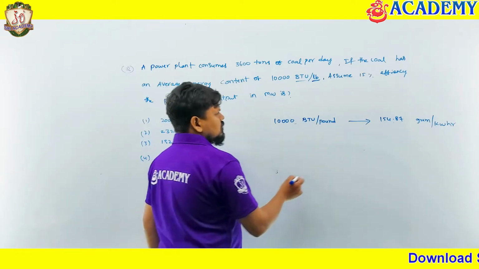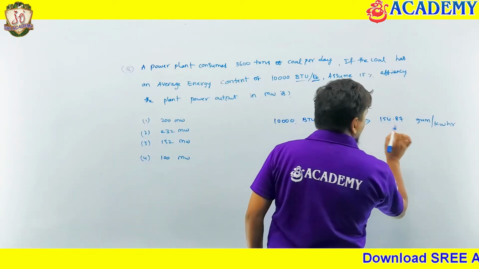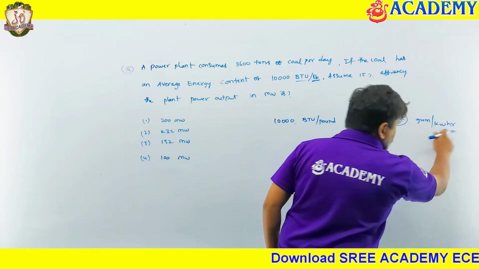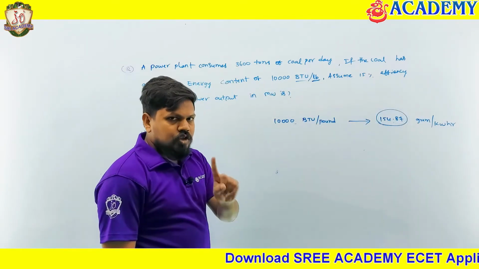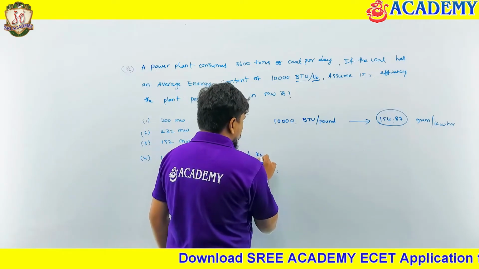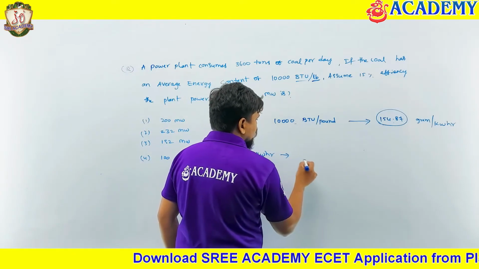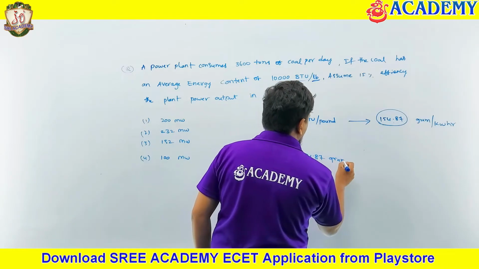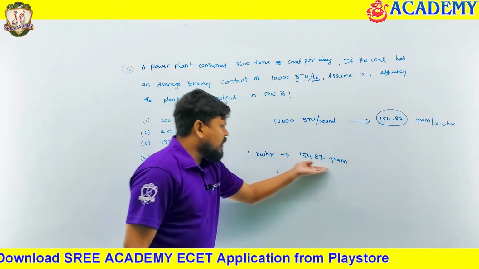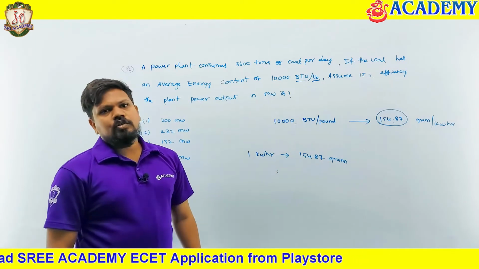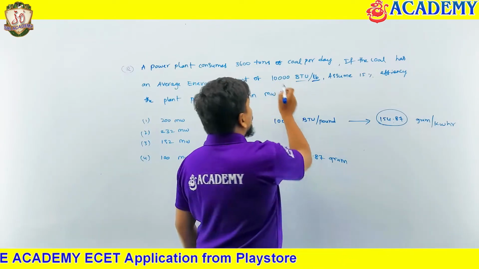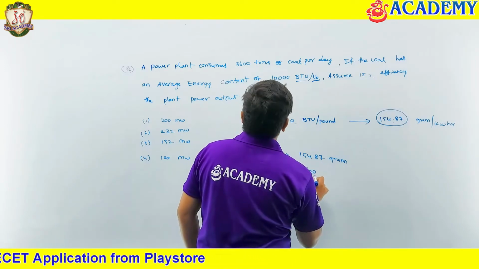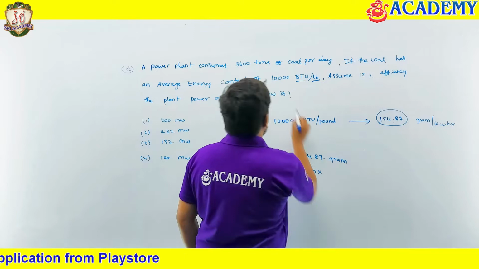So that means 154.87 grams produces 1 unit of energy. Otherwise, 1 kilowatt hour of energy will be produced from 154.87 grams of coal. If you burn this much coal, you will get 1 unit of energy. Now how much coal is there for us? We have 3600 tons.